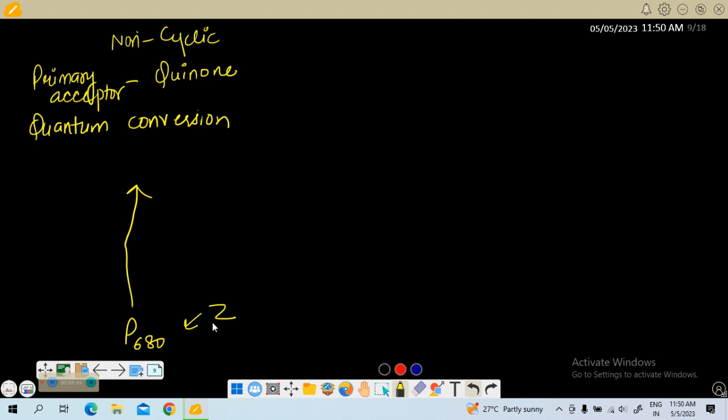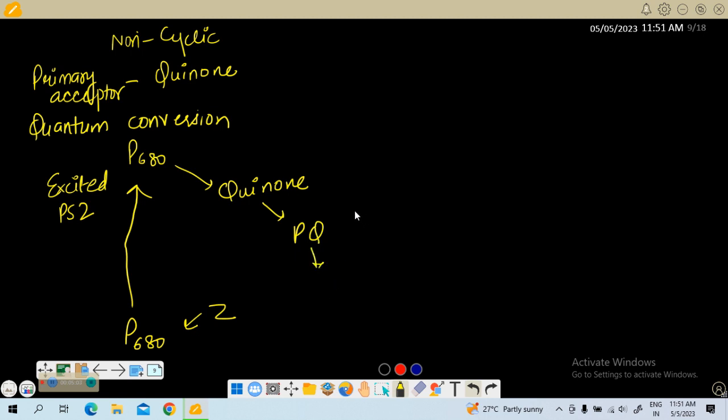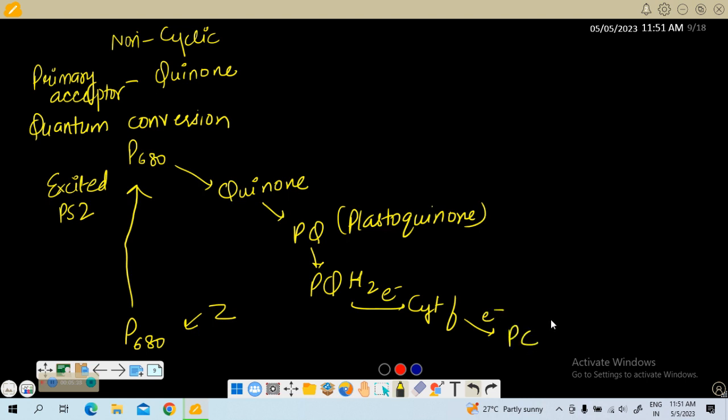So the PS2 reaction center transfers electron to the primary acceptor, and it will become oxidized. So here comes P680. This is excited PS2. Now this will go to Qnon. Qnon is the primary acceptor. Further, PQ, that is plastoquinone. From PQ, it will move through PQH2. H2 means hydrogen is adding, that means reduced form. Then further the electron will go to cytochrome F. Further the electron will go to PC, that is plastocyanin. Then it will go to P700, that means photosystem 1.